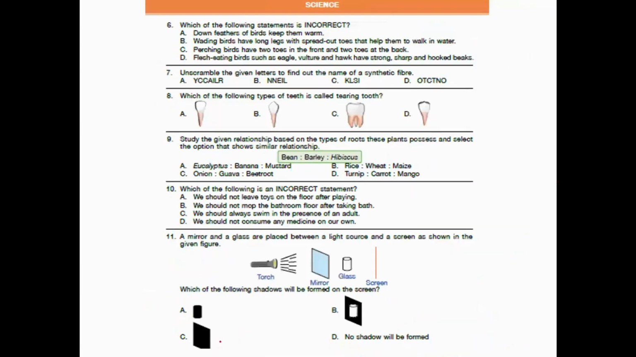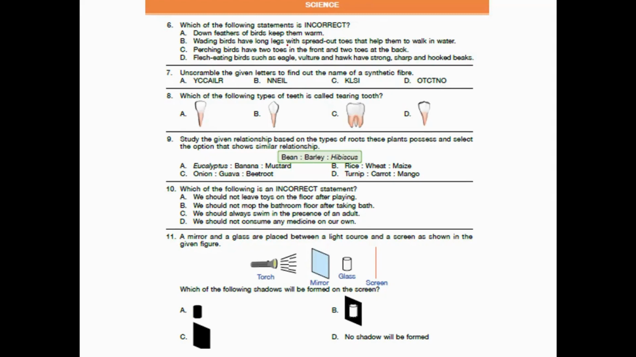Okay, coming to the next section now. This section consists of questions from science, right? Coming to the first question, which of the following statements is incorrect? We have to find the incorrect option or incorrect statement amongst the options. The first statement says down feathers of birds keep them warm. This is correct, right?